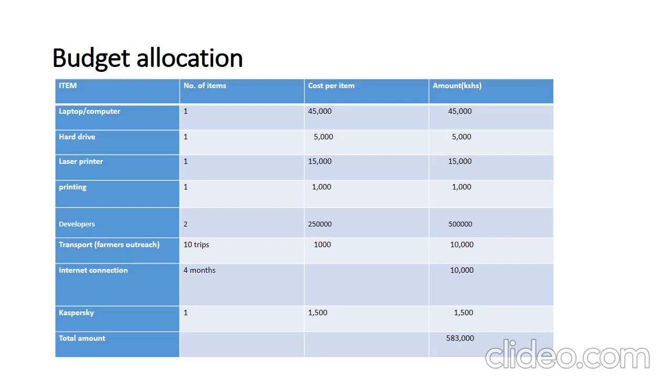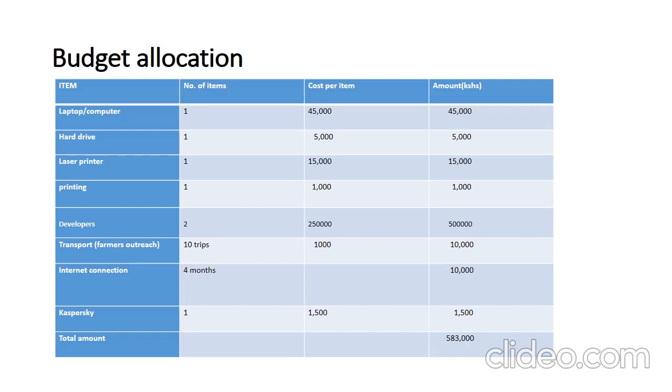My name is Erasmus. I'll be taking you through the budget of our system. Now, we need a computer that will cost us Kenya shillings 45,000. We need a hard drive for backup of our data. It will cost us 5,000. We need a printer for printing that will cost 15,000. We also need money for printing for the whole period. It will be totaling to 1,000.